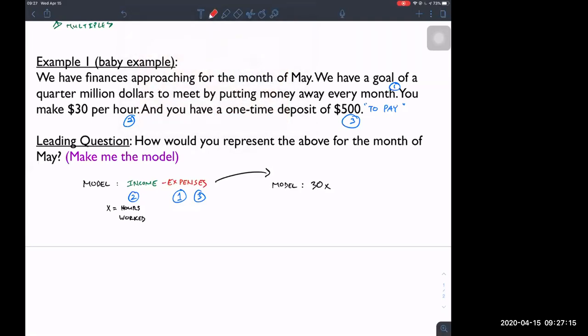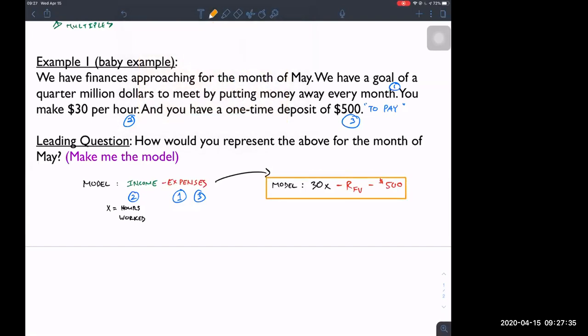So if number 1 was this $250,000 that you have to put away every month, that's some kind of recurring payment. And if it's a goal, you know it's going to be a future value. And then this last one is this $500 right here. Right? So this would be the quote unquote model that I would be expecting in this particular problem.